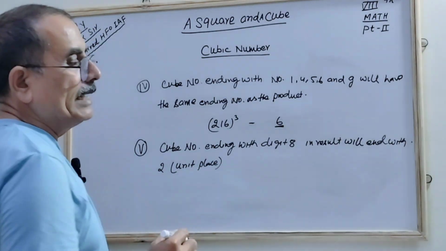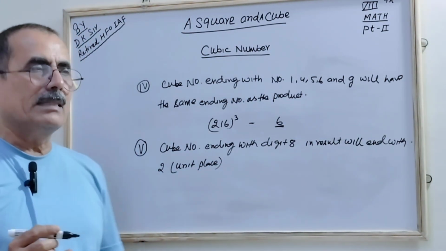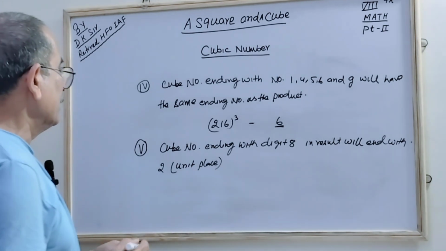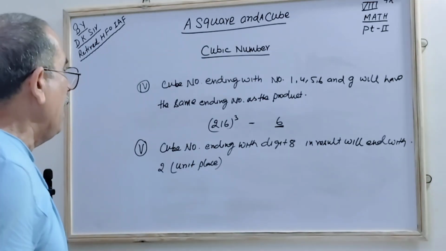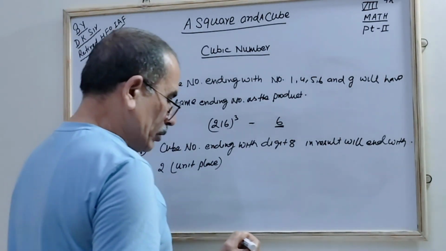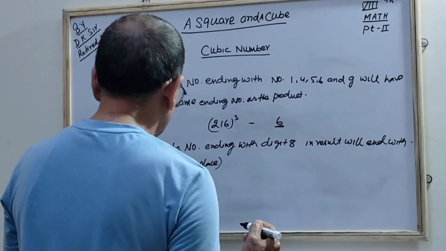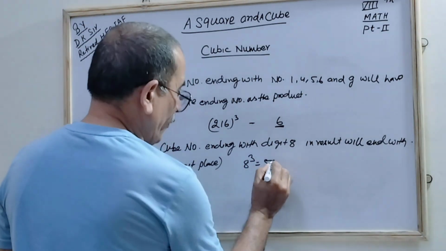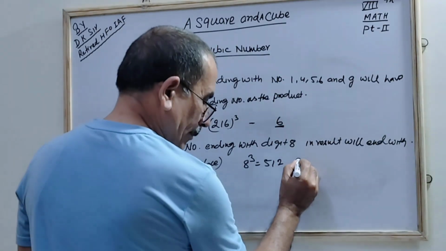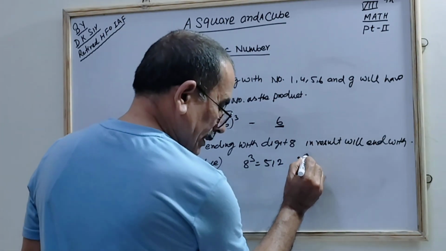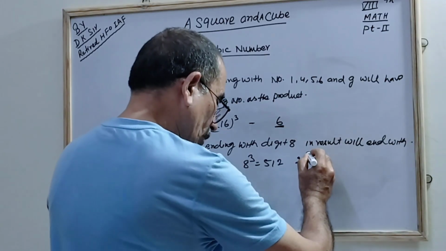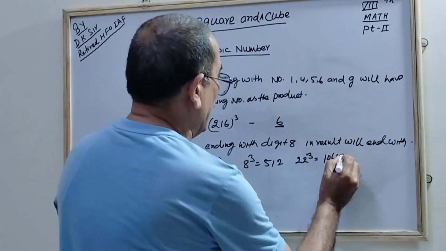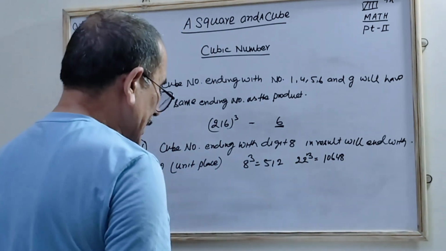If any number is ending with 8 and the power is 3, the result or the product whatever you get, the end number or the unit place number will be 2, correct? We can see 8 to the power 3 is equal to 512, correct? The other example we can see, 22 to the power 3 will be equal to 10648, correct? So these are the examples.